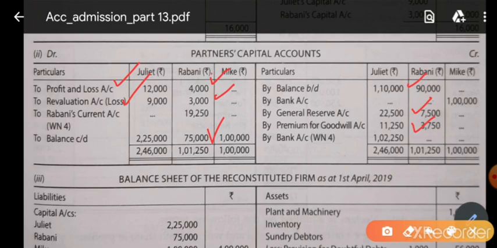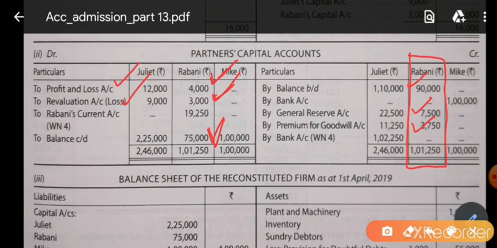because on the debit side what all things we have written? On the debit side we have written PL, we have written revaluation, and we have written the new capital. So if you make a total of the debit side and the total of credit side, you find that now the debit side is coming less. It means Rabani's capital is already more, so she has to take out some amount.